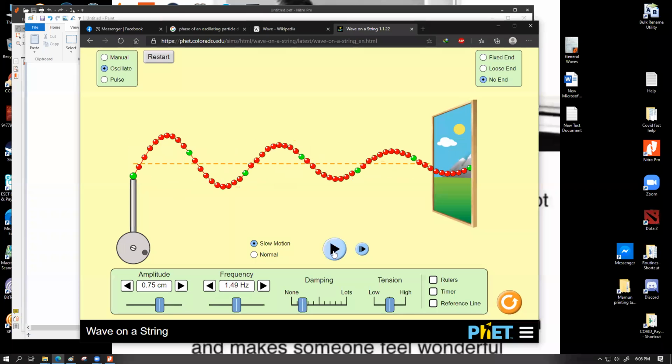Okay, can everyone see this? Yes sir. Okay, this is a physical way of representing a wave motion. So this is basically a simulation, but this can pretty well represent how wave motion actually does its stuff.